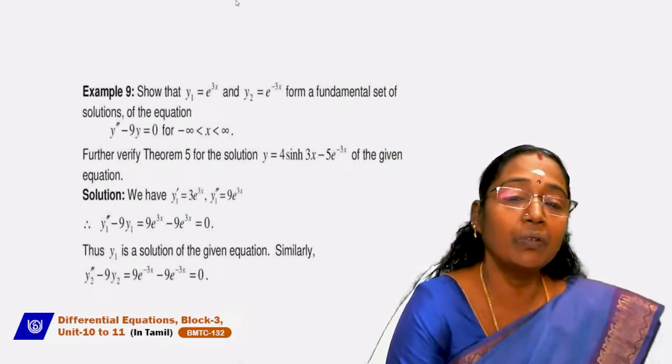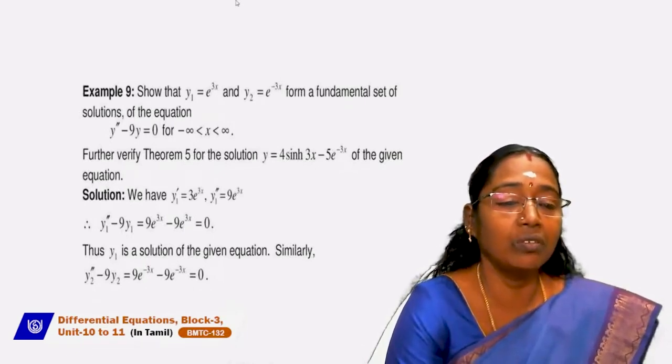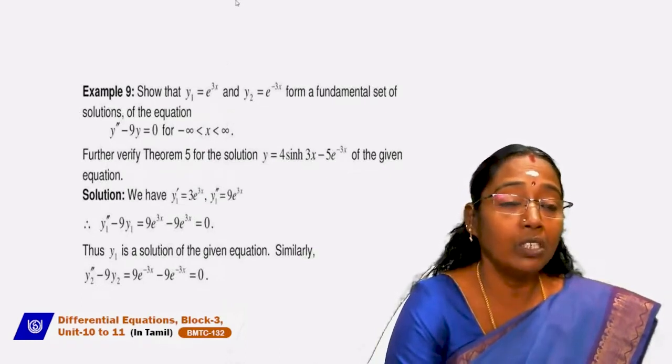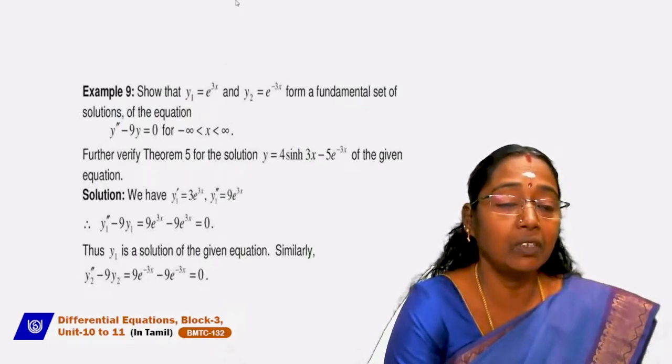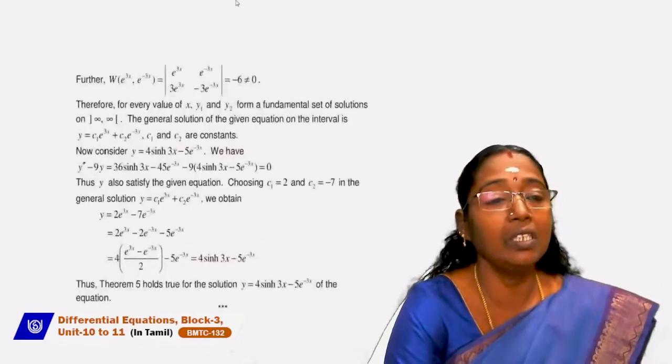Similarly, we have to verify that y2 is also a solution of the given differential equation, namely y double dash minus 9y equal to 0. Substitute y2: y2 double dash minus 9y2 equal to 9 into e power minus 3x minus 9 into e power minus 3x. Both values get cancelled. Therefore, this is equal to 0.